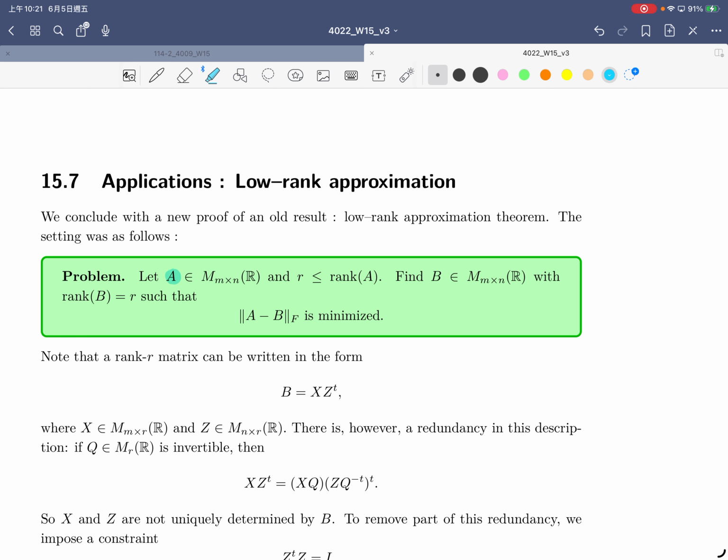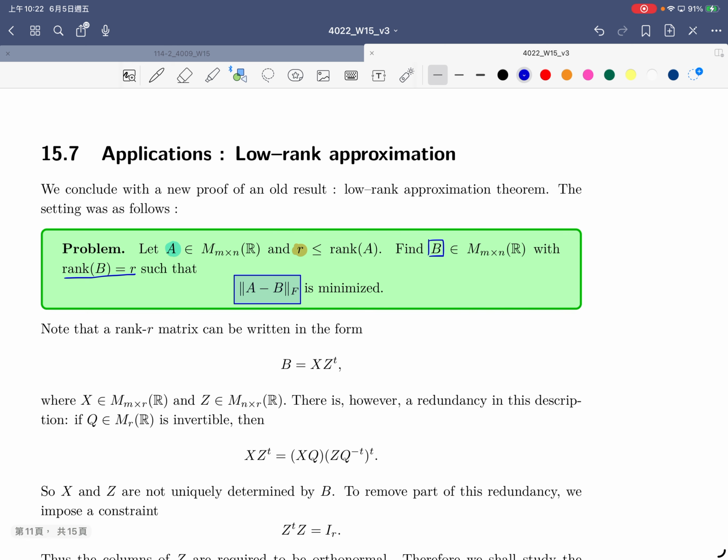So let me fix R, which is an integer less than or equal to the rank of A. Then what I'm going to do is find a B of rank R such that it's as close to A as possible. But how do we measure the distance between two matrices? The way to do it is to use the so-called Frobenius norm, such that this term is minimized. A few weeks ago, I did it by using a very elementary but very clever result by von Neumann, the von Neumann trace inequality. And this time, I give you a new proof by using essentially calculus.